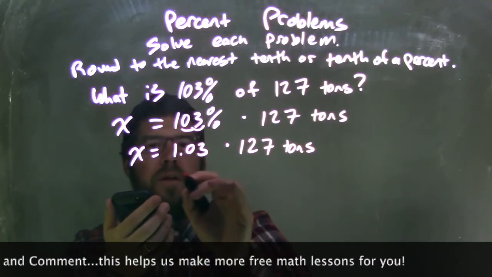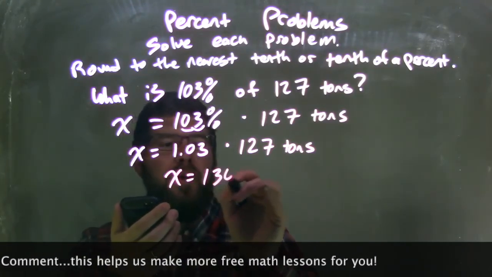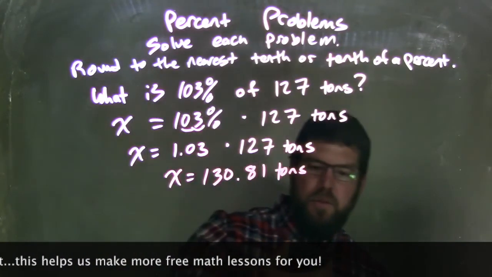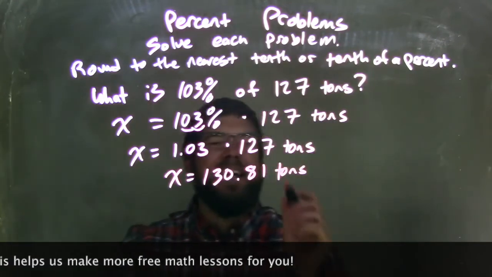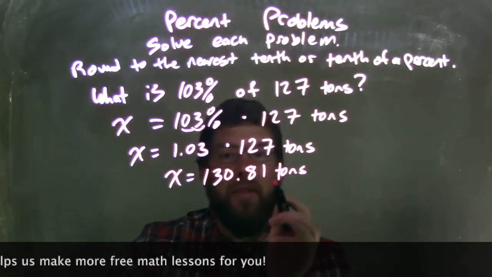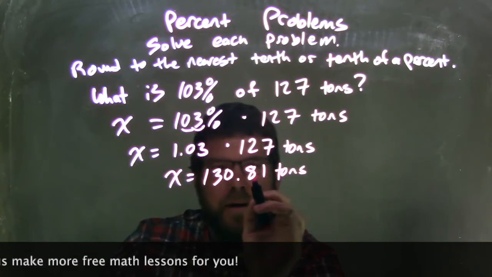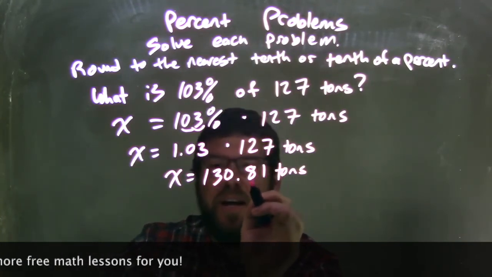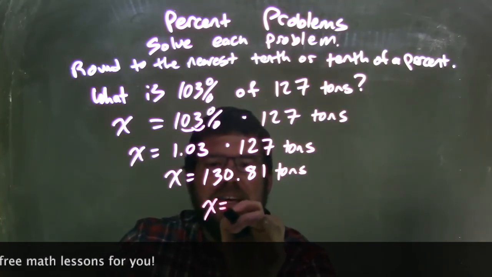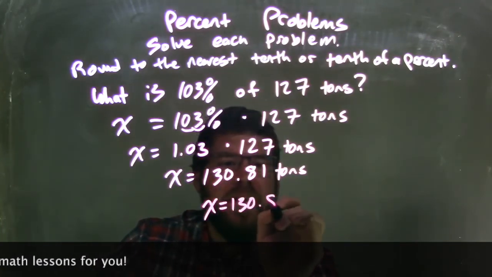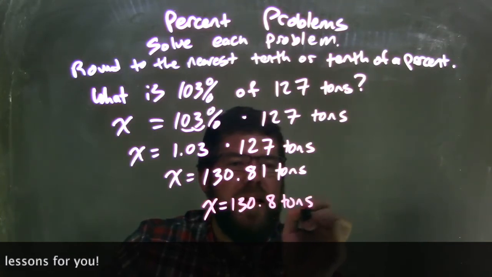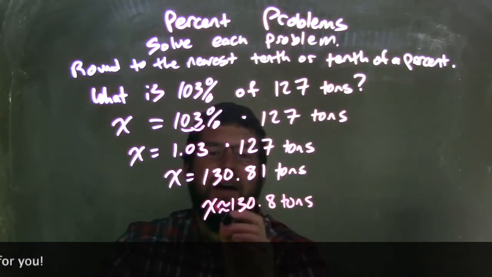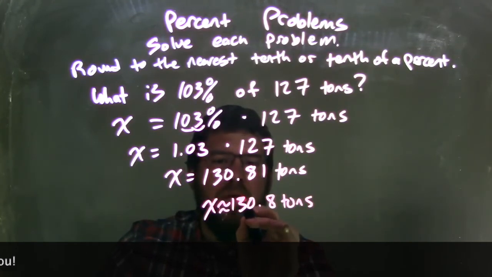That's equal to 130. So we have x is equal to 130, well, in a decimal, 0.81 tons. Okay. So 130.81 tons. I need to round that, right? They said round to the nearest tenth. And that was just equal, there was no rounding going on there in my calculator. So the 8 and the 1 causes the 8 to stay where it is. So I'm left with x is equal to 130.8 tons. And that is an equal sign. That's actually approximate, right? Because I just rounded.